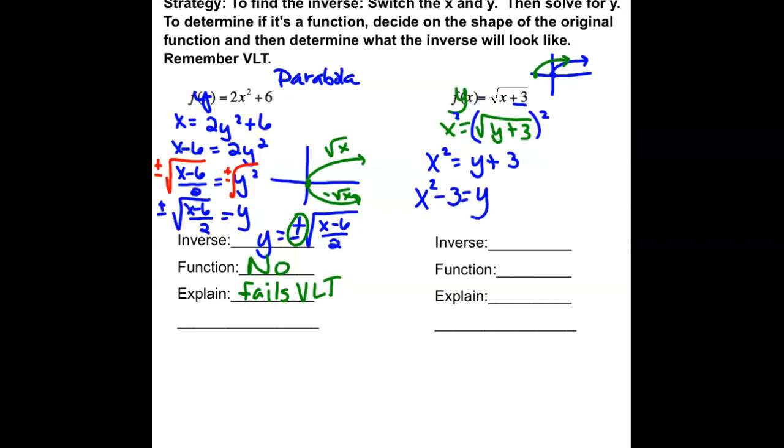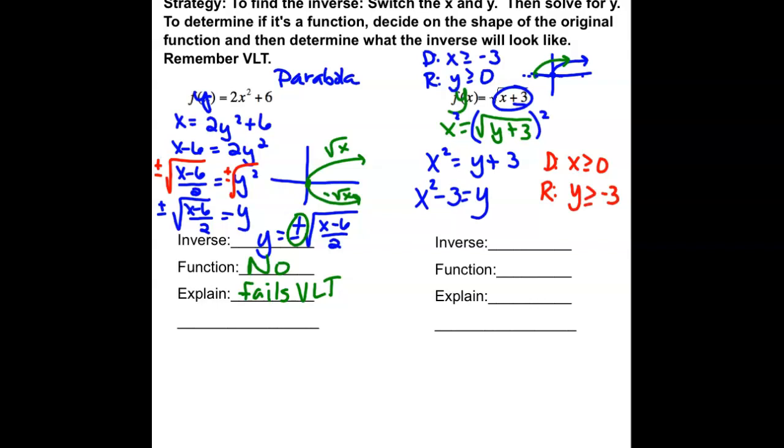Now, remember that our initial graph, the green one, had a domain of x being greater than or equal to negative 3. Right? That's the smallest we can get before we end up with negative values under that square root symbol. And our range, our y values, started here at 0 and went up. When we do our inverse, that domain and range flip-flop. So now my domain for my inverse is x greater than or equal to 0, and my range would be y greater than or equal to negative 3.